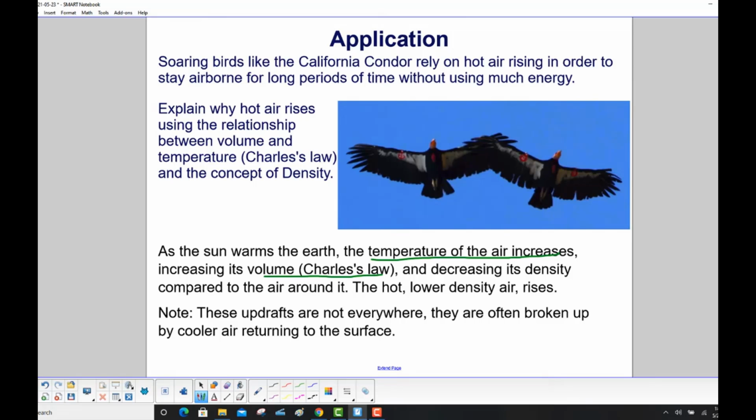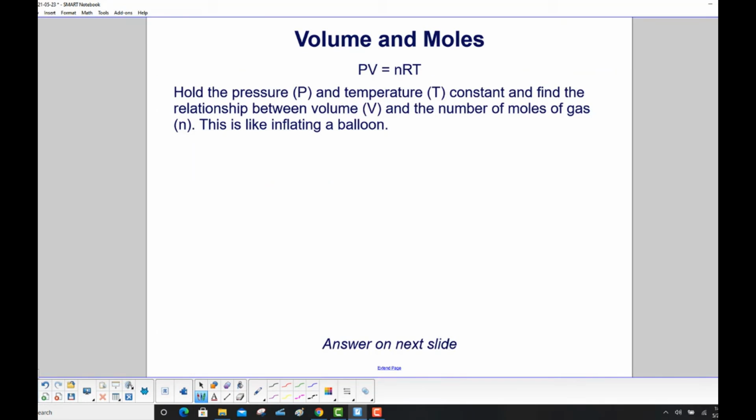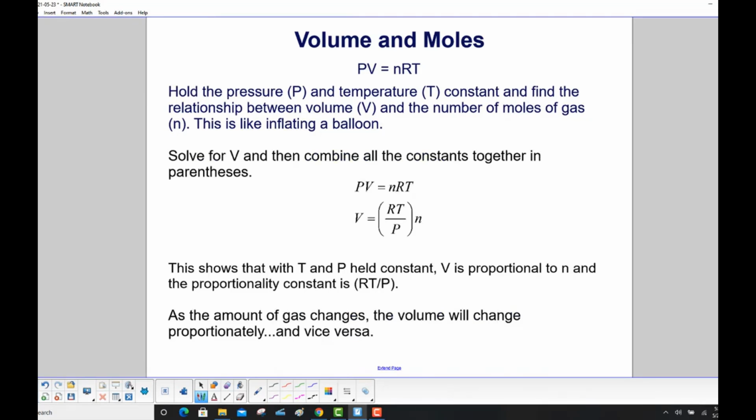Note, these updrafts are not everywhere. They are often broken up by cooler air returning to the surface. So the condors have to be careful. Hold the pressure and temperature constant and find the relationship between volume and the number of moles of gas, n. This is like inflating a balloon. Solve for V and then combine all the constants together in parentheses.